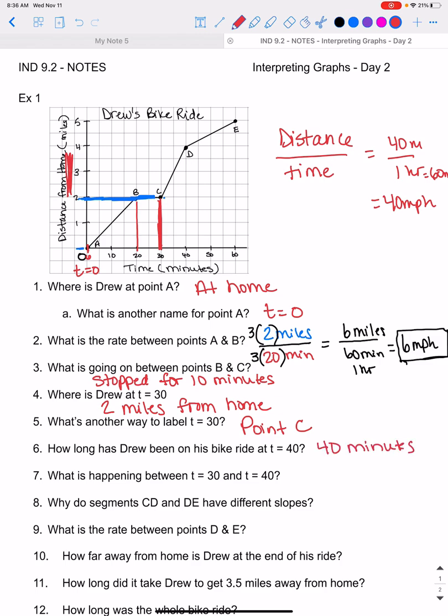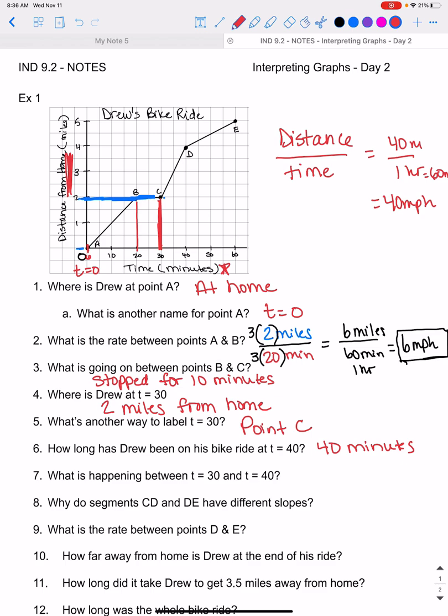Because time equals 40. 40 what, right? 40 minutes, 40 seconds, 40 hours, and in this case it tells us right here that it is 40 minutes. All right, so what is happening between T30 and T40? Okay, so that's just like saying what is happening between C and D.